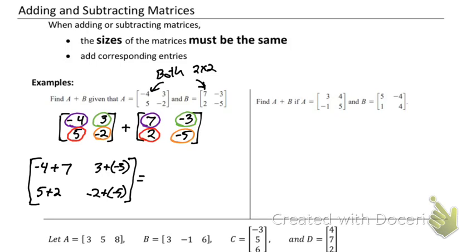We're going to go -4 plus 7 is going to equal 3. 3 plus a -3 is 0. 5 plus 2 is 7. -2 plus a -5 is a -7. And now I just added those two matrices. So if I have a 2 by 2 and I add it to a 2 by 2, it's going to equal a 2 by 2. All you're doing is adding all of the elements.